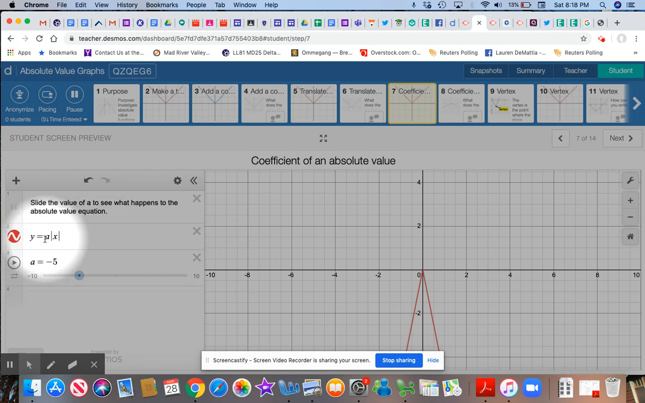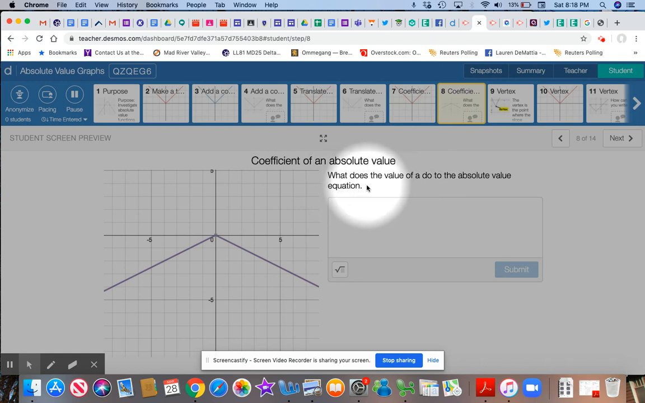But this a functions as the slope. So that basically is what the coefficient does. So the number outside the absolute value, that's not being added or subtracted, but is multiplication, and it's in front of the x. That determines the slope on each side.